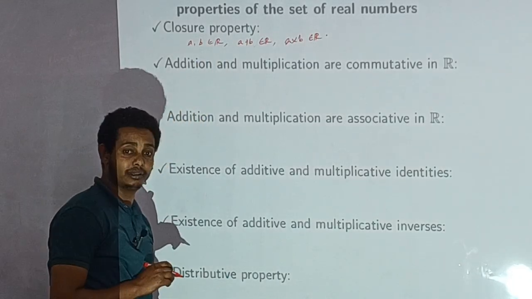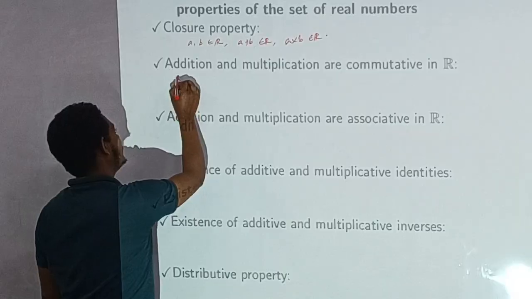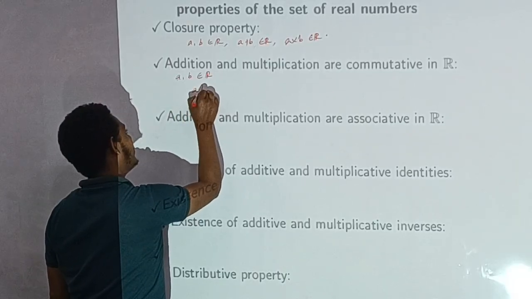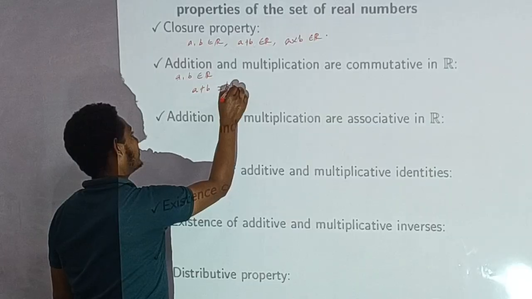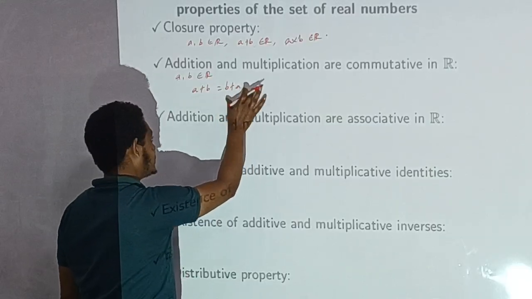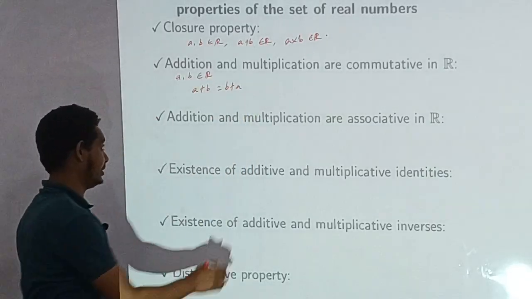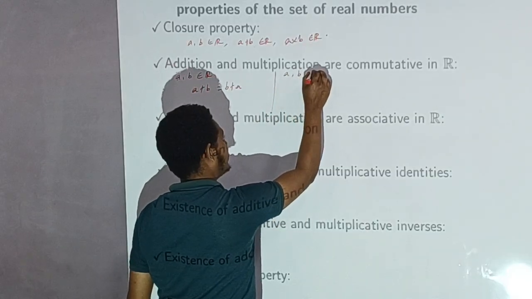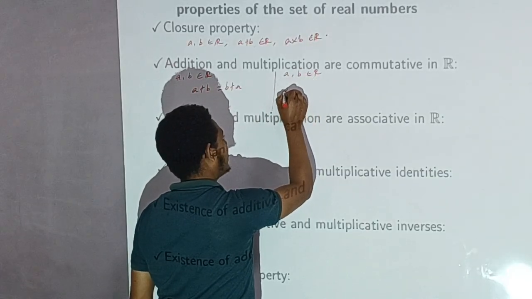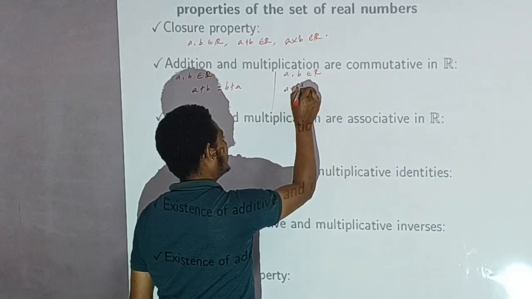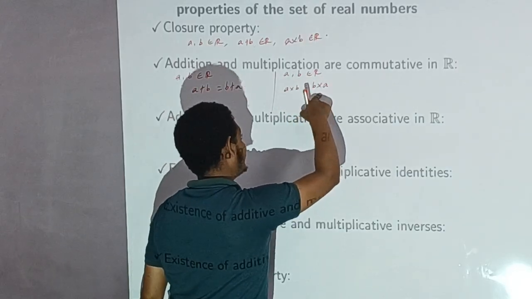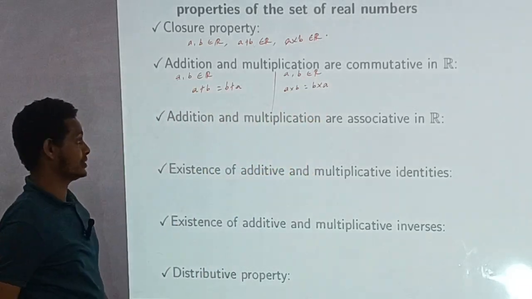The second is that addition and multiplication are commutative in the real numbers. If a and b are elements of the real numbers, then a plus b equals b plus a. Addition is commutative on the set of real numbers. And for multiplication, if a and b are elements of the real numbers, then a times b equals b times a. Multiplication is commutative over the set of real numbers.